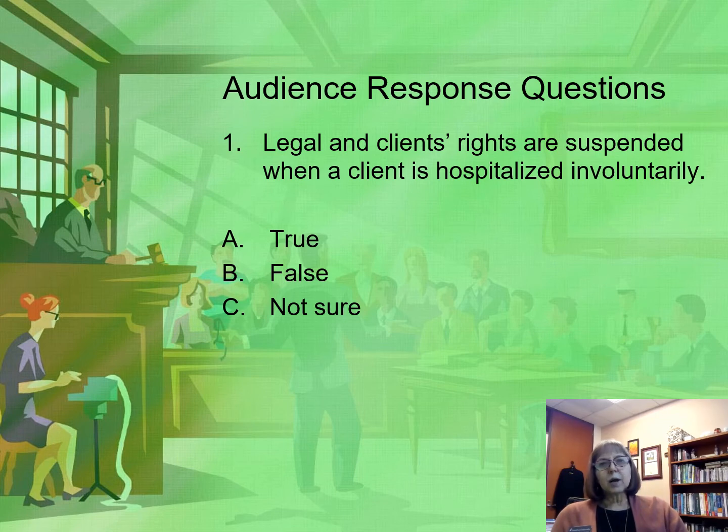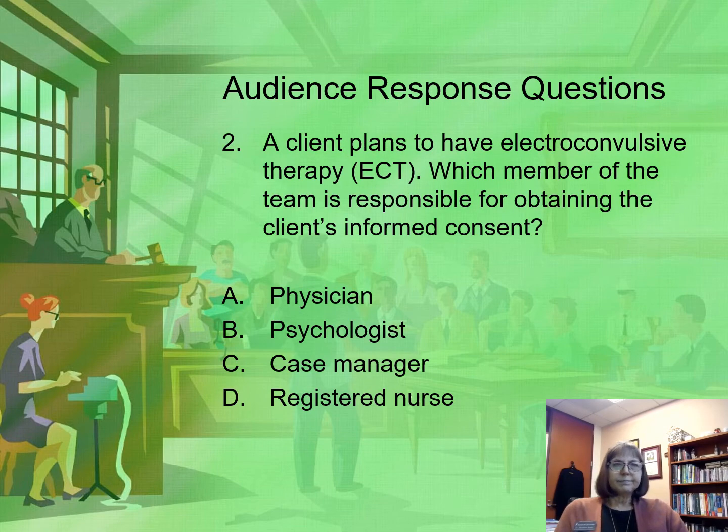Legal and client's rights are suspended when a client is hospitalized involuntarily. Is that true or false? That is false, because involuntary admission requires that a client retain freedom from unreasonable body restraints and the right to informed consent and the right to refuse medications, including psychotropic or antipsychotic medications. Other rights are preserved as well.